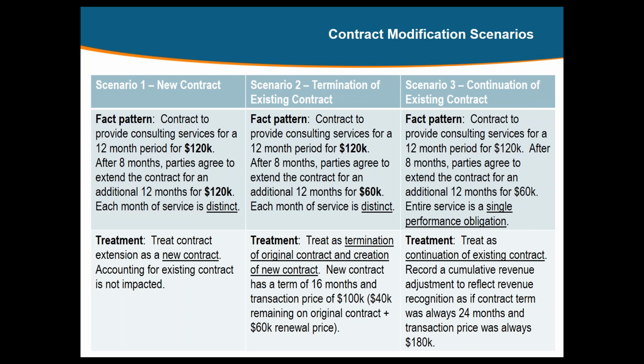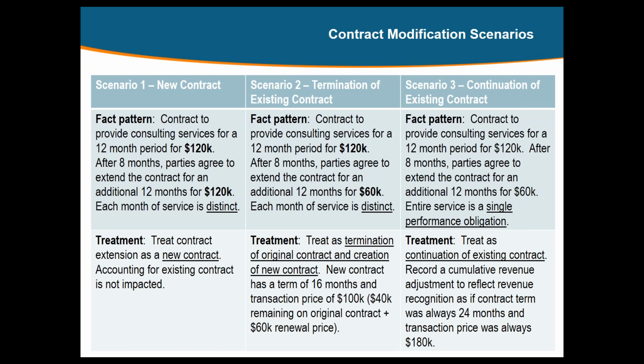So let's just assume in this example that the entity is a law firm, and the contract is a legal retainer contract, where the law firm is just standing ready to provide legal advice as needed on a monthly basis. So if you think about it, the customer obtains value from each month of service independent of the other months of service. So because of that, each month would be distinct. So that's one of the key requirements to treat the modification as a new contract.